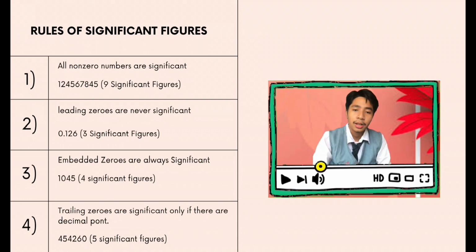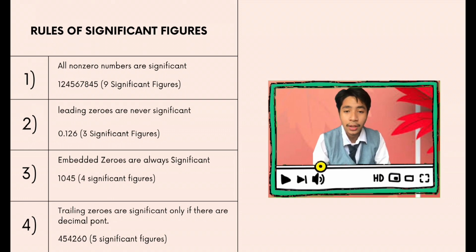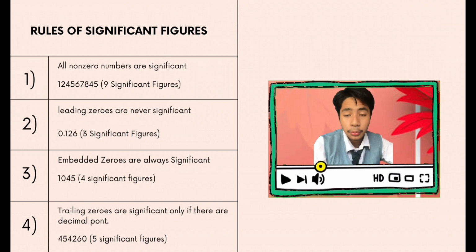Rule number 4, trailing zeros are only significant if there is a decimal point. As an example, 454260 has only 5 significant figures because it doesn't have any decimal and the 0 is not considered as significant. Now that we are done with the significant figures, let's move on to solving with significant figures.